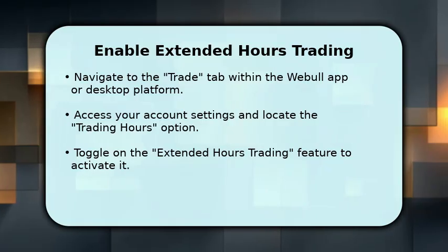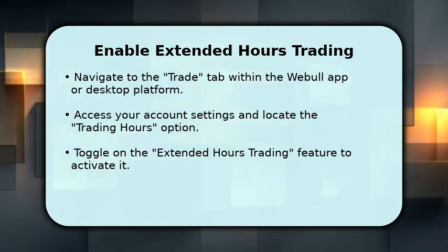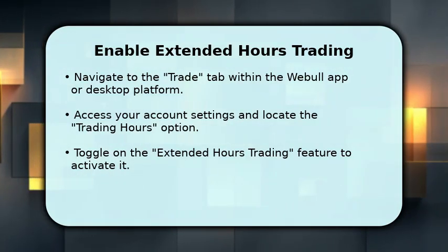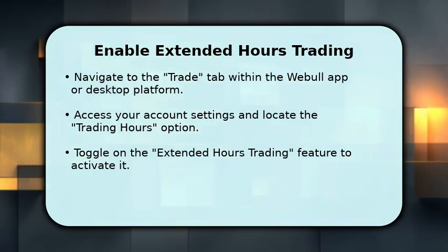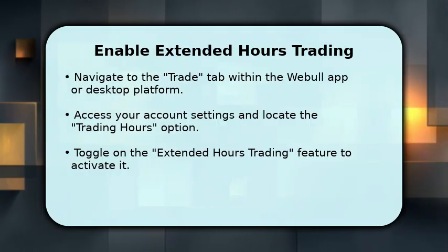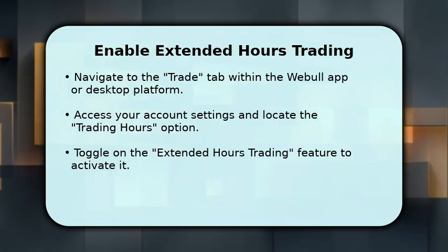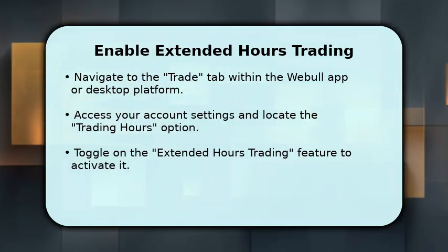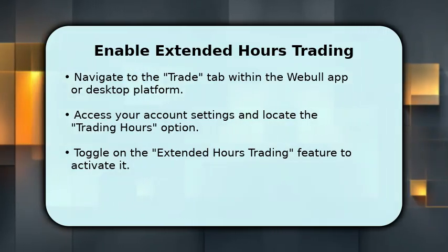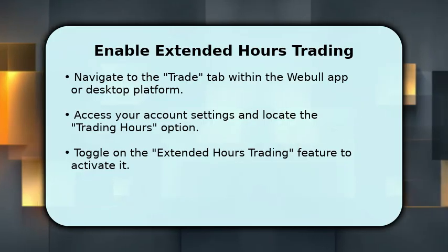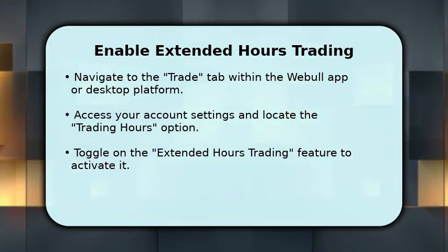To enable extended hours trading, open your Webull app or desktop platform and head to the Trade tab. From there, you'll want to access your account settings. Look for an option specifically labeled Trading Hours or similar. Within this section, you'll find a toggle or checkbox for extended hours trading. Simply switch this on to activate the feature, allowing you to place orders during Premarket hours.